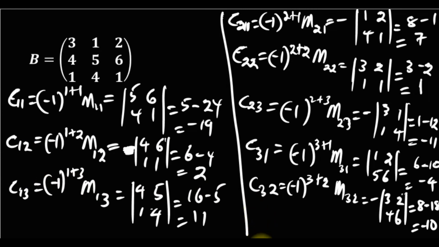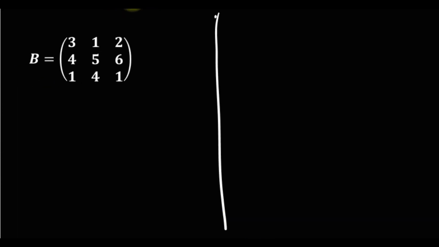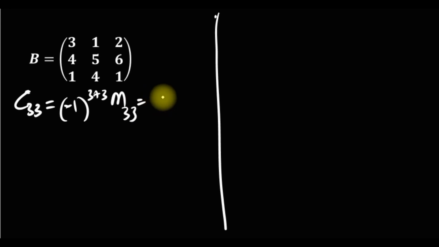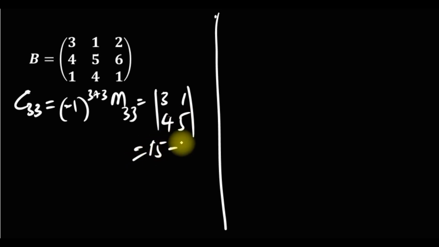So the last one, C33, is minus 1 to the power 3 plus 3, M33, which is just the determinant. Third row, third column: 3, 1, 4, 5, which is 15 minus 4, 11. So we've gotten all the elements of the cofactor. So we now have the matrix.